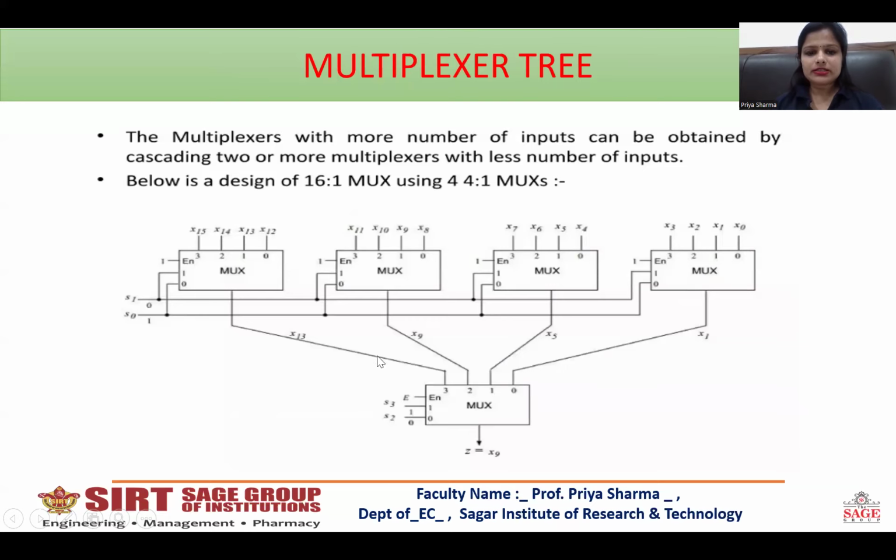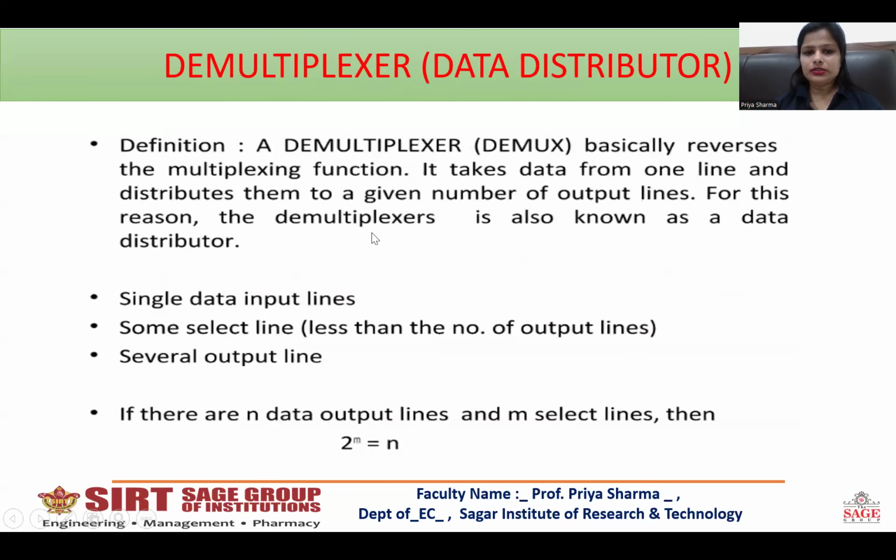After that, X1, X5, X9, and X13 are given as inputs to this 4 is to 1 multiplexer, and depending on the values of S2 and S3, whether they are low or high, we will get the final output. So this is how a multiplexer tree is drawn.